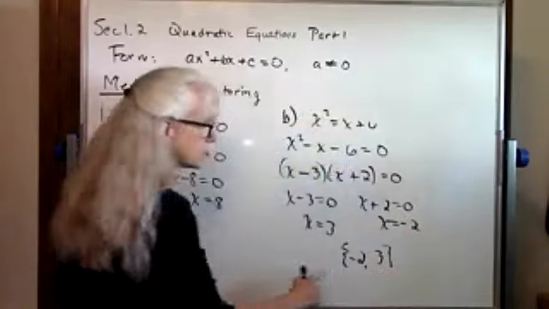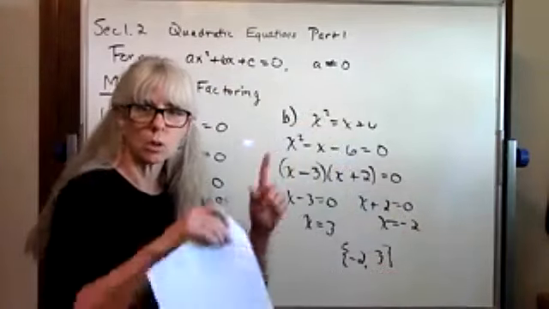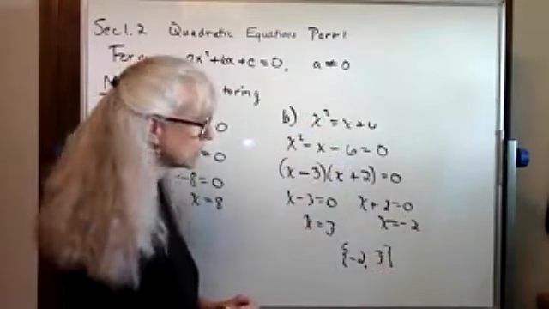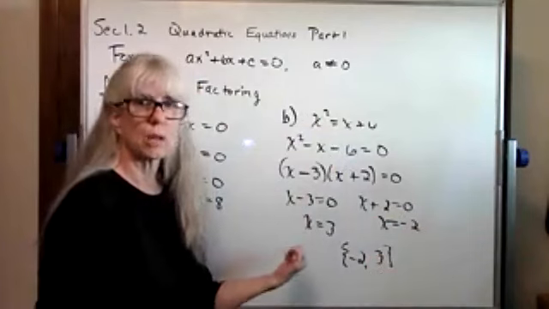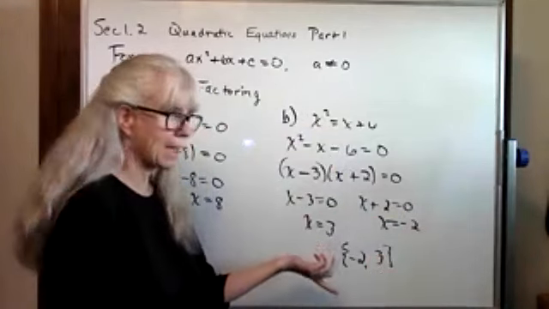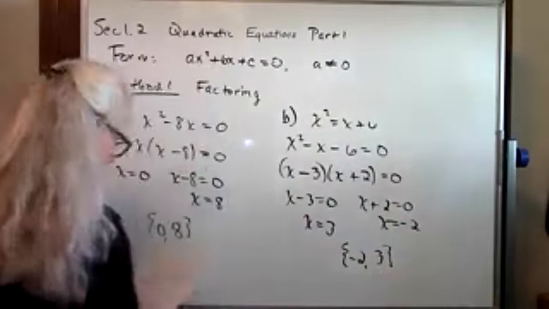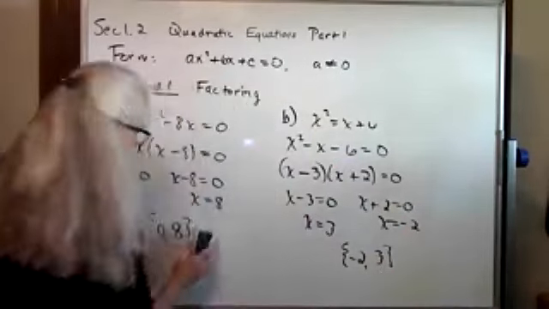You'll notice that I'm putting them in solution set notation. That's what the little curly brackets are telling us, that it's a set of answers, that the answers are negative 2 and 3. A couple more in the factoring, just to give you a little bit more practice at this.